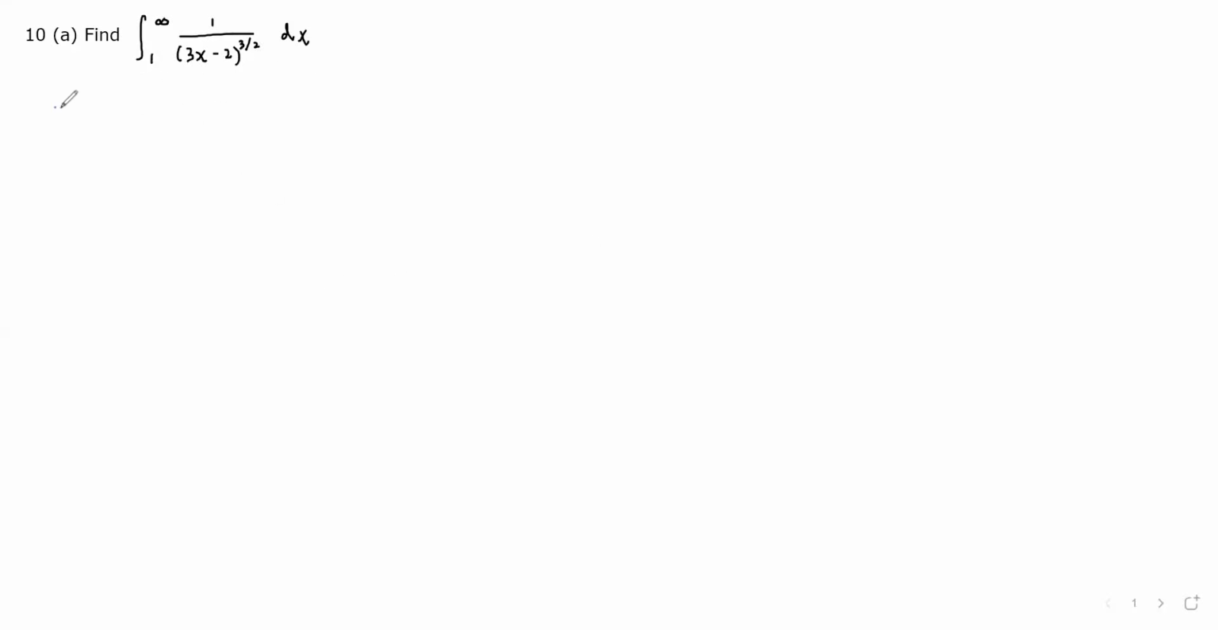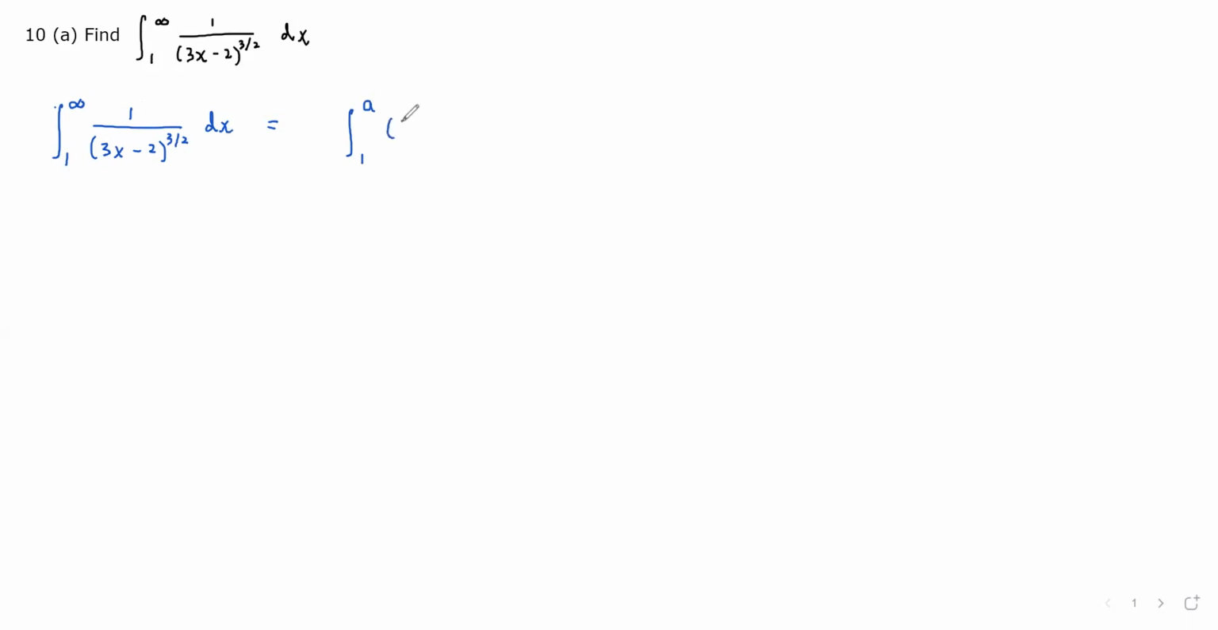The integral given is an improper integral. The upper bound here is infinity. We do not leave it as infinity. We will simply replace it with a and set the limit as a approaches infinity. So we integrate from 1 to a instead.